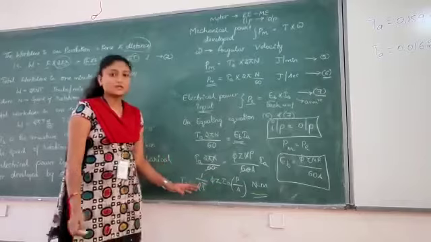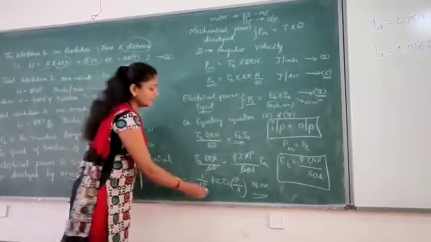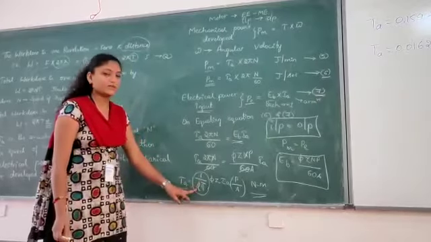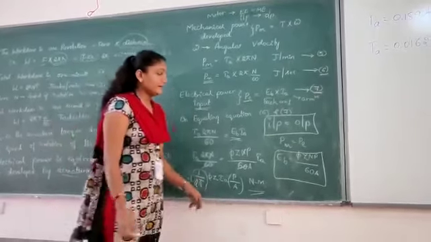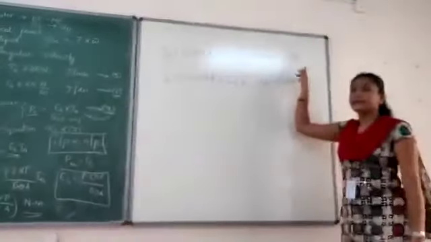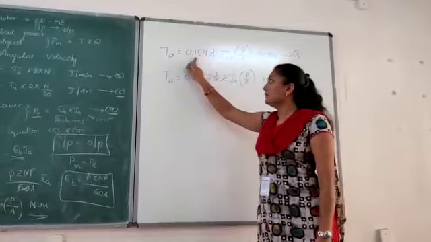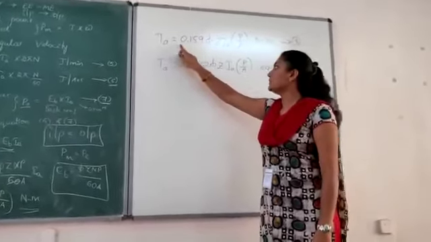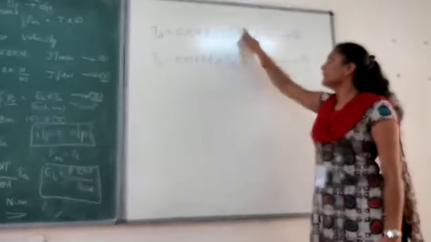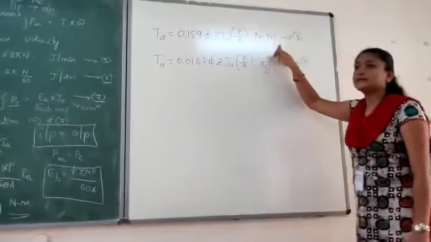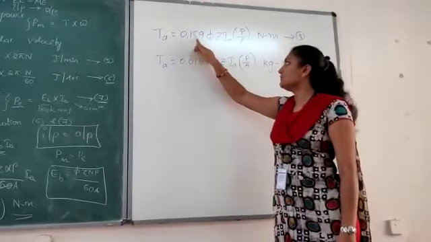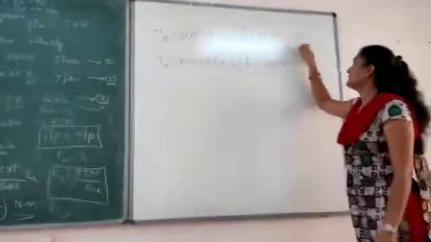We can also solve this equation to get the numerical value for 1 by 2 pi. We get the next equation, equation 8: TA is equal to 0.159 phi ZIA P by A Newton meters, where the value of 1 by 2 pi is 0.159.